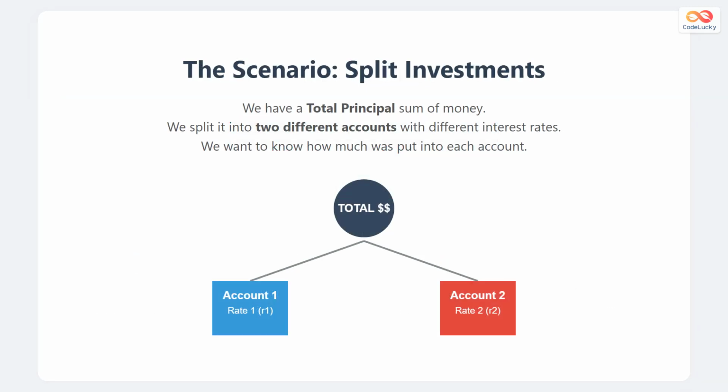Here is the typical scenario for these problems. You have a large sum of money, or total principal. Instead of putting it all in one place, you split it into two different accounts. Each account has a different interest rate. Your goal is usually to find out exactly how much money went into each account.